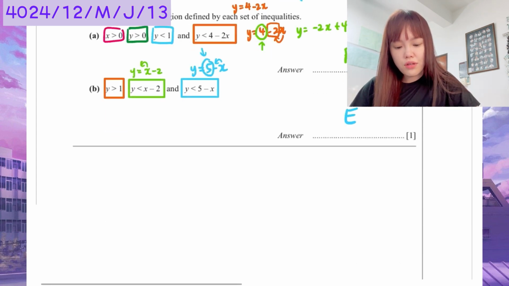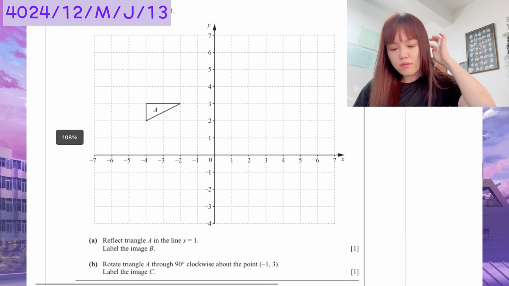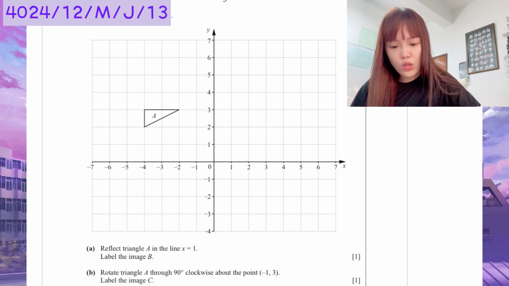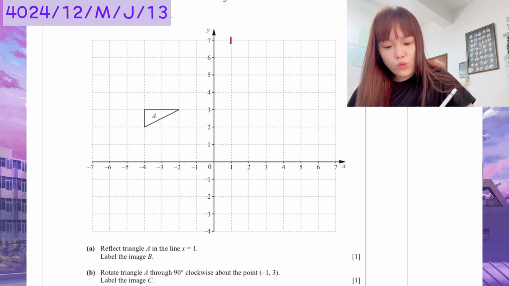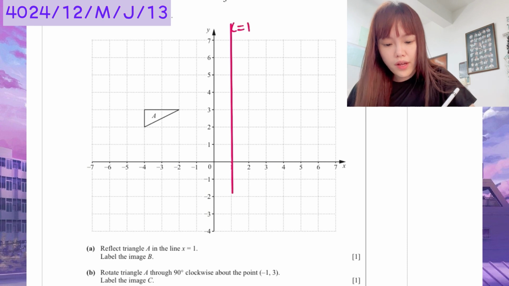Alright, now let's look at question 6. Question 6: reflect triangle A in the line x equals 1. x equals 1 is this line over here. This is x equals 1.